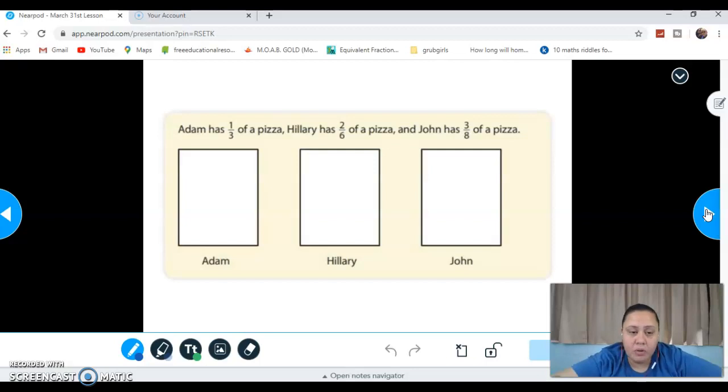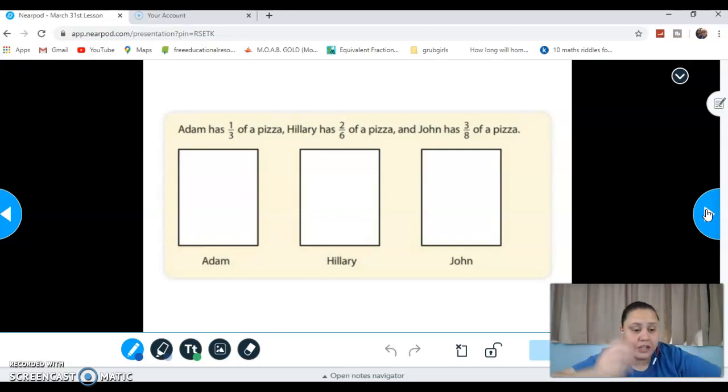Let's practice here more. Adam has 1/3 of a pizza. Hillary has 2/6 of a pizza. And John has 3/8 of a pizza. Paying attention to how I say the denominator. 1/3, 2/6, 3/8. So now I want to draw what that looks like.